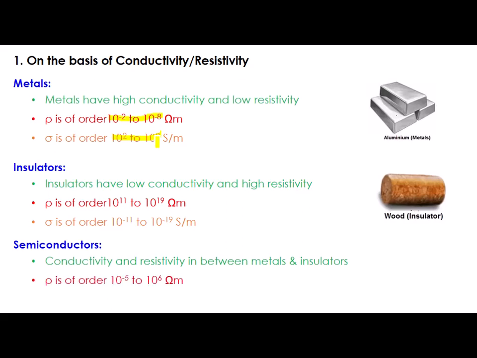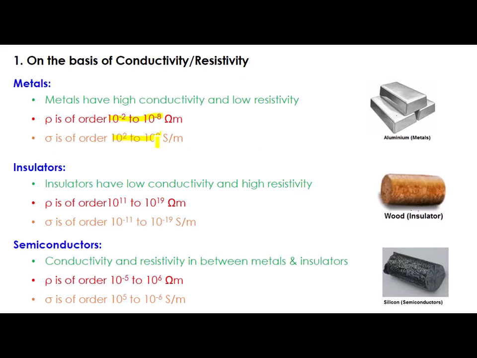The resistivity is of the order of 10 to the minus 5 to 10 to the 6 ohm meter, and the conductivity will lie in the order of 10 to the 5 to 10 to the minus 6 Siemens per meter. Good examples are silicon and germanium, naturally occurring semiconductors. These solids are called semiconductors, whose conductivity and resistivity fall in between those of metals and insulators.